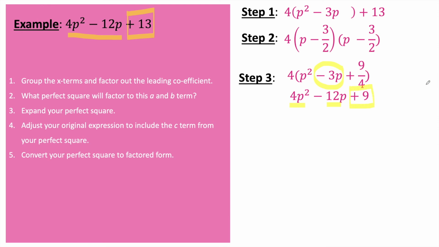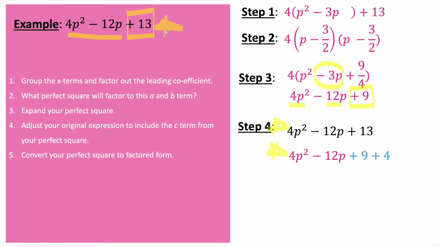So this is one of those ones that's a little bit easier because we can easily follow step 4, adjust our original expression to include the c term from our perfect square. I can rewrite 4p squared minus 12p plus 13 as 4p squared minus 12p plus 9 plus 4. Notice that 9 plus 4 equals 13, so this expression and this expression are all exactly the same. 9 plus 4 is exactly the same as 13. Simply gotten a little creative.